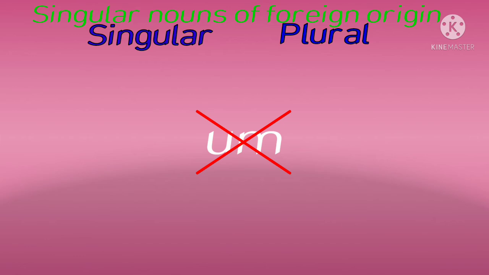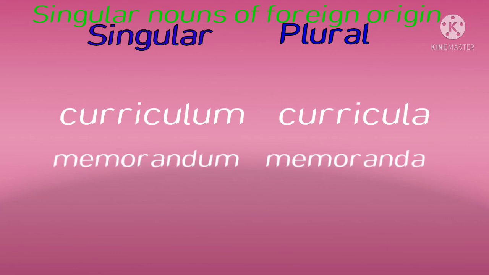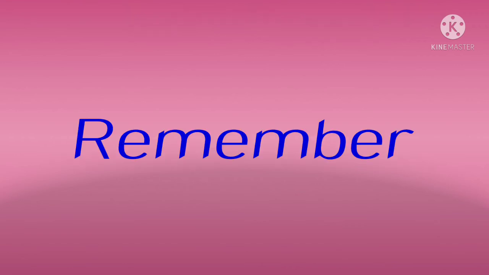Nouns of foreign origin that end with the letters um, we have to drop um and add a as a suffix. Say for example, curriculum. We have to drop um and make the plural by adding a, curricula. Memorandum, memoranda.